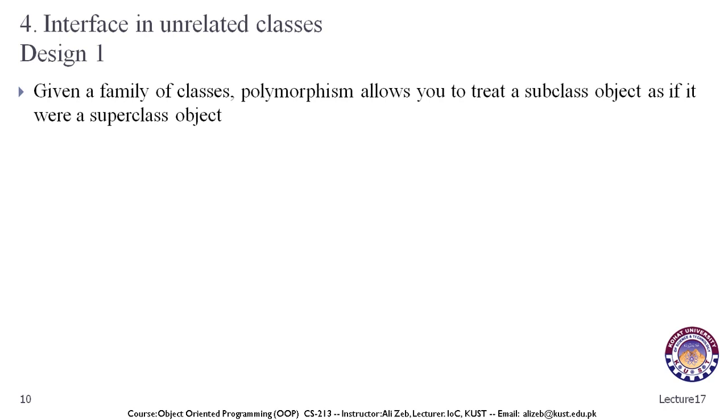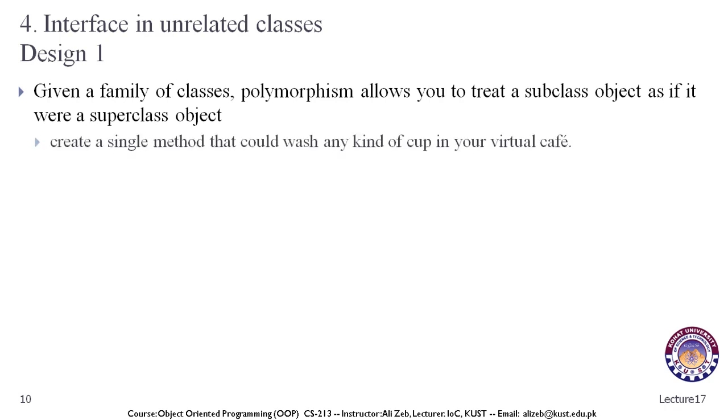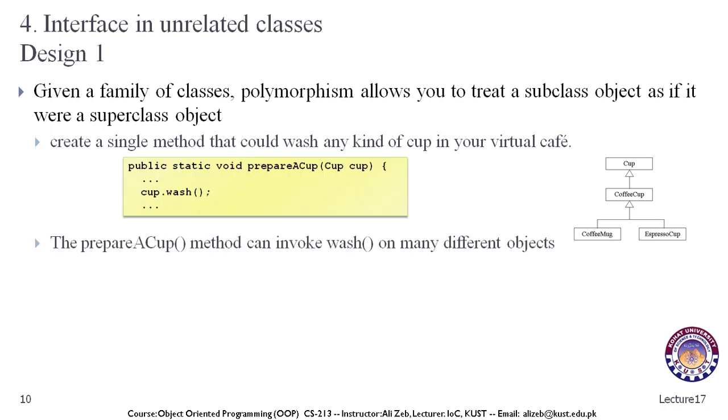In the first design, we are given a family of classes, and polymorphism allows us to treat a subclass object as if it were a superclass object. We have a cup class that has a coffee cup as its subclass, and then we have coffee mug and espresso cup as the subclasses of the coffee cup.